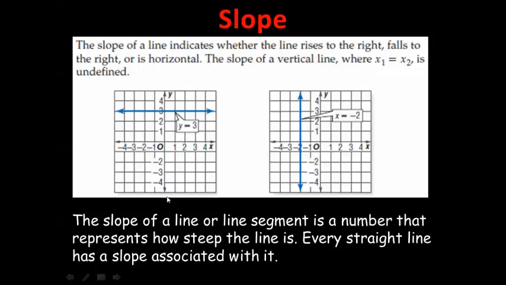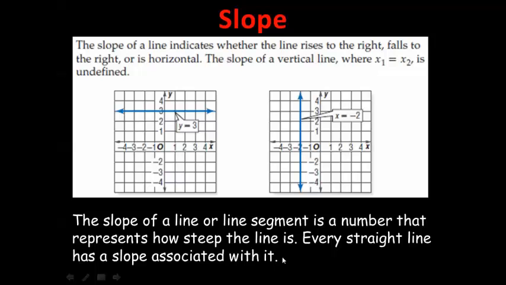So to start off, the slope of a line indicates whether the line rises to the right, falls to the right, or is horizontal. And the slope of a vertical line, where x1 equals x2, is undefined. So you can see this line right here is going horizontal, so your equation is going to be y equals 3. With this line over here, it's very vertical, and so x is going to equal -2. Your vertical lines, you will always have x equals.